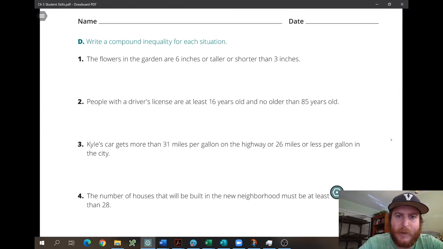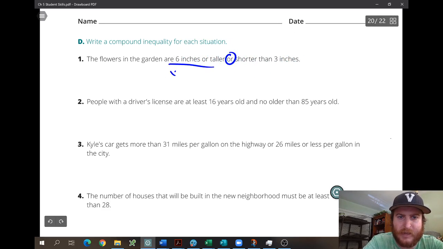D says write a compound inequality for each situation. Now we have the word or. The flowers in the garden are 6 inches or taller, or shorter than 3 inches. Okay, 6 inches or taller, that's x is greater than or equal to 6. Or shorter than 3 is x is less than 3.